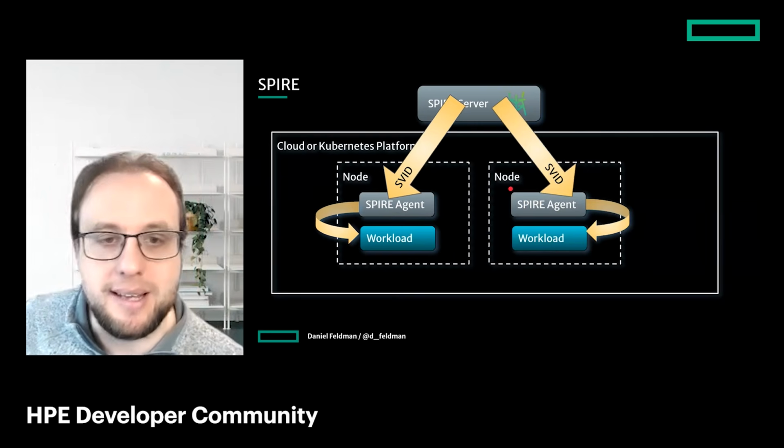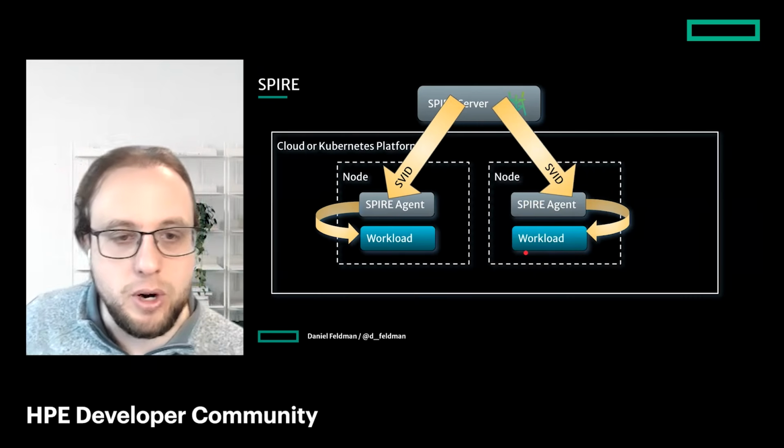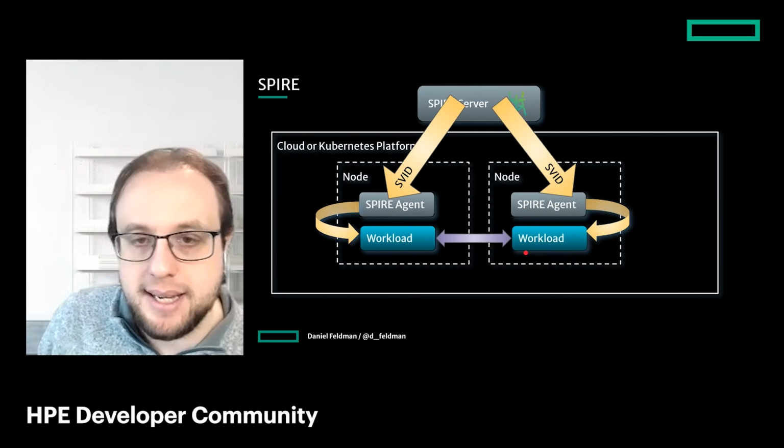Okay, and then you have to do this at least twice. You have to do this for at least 2 different workloads. And then once they both have identities, they can establish secure communication.